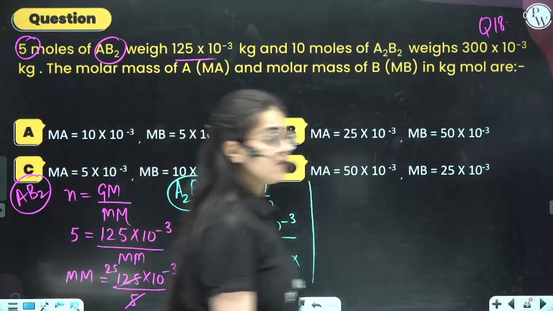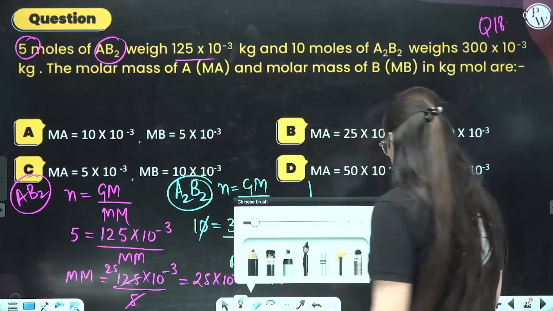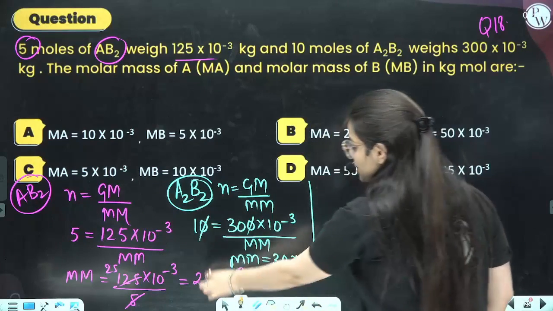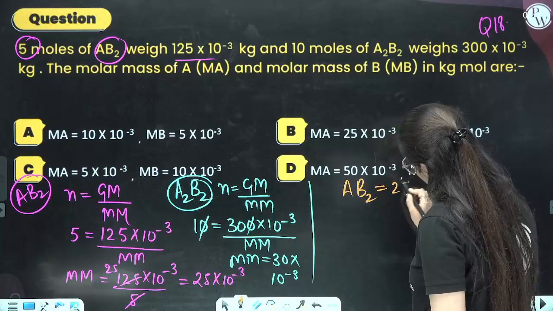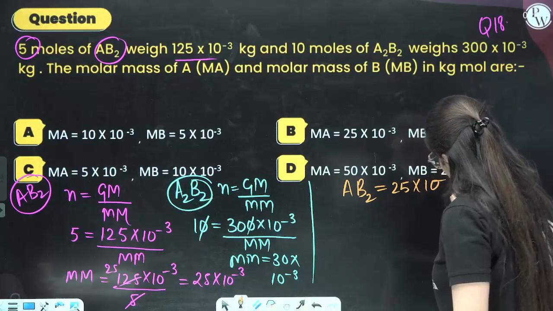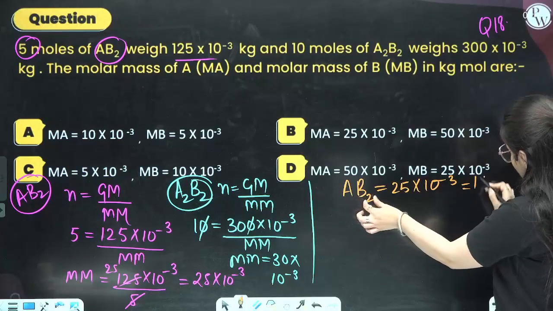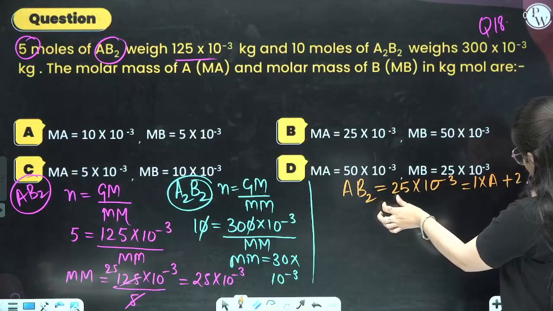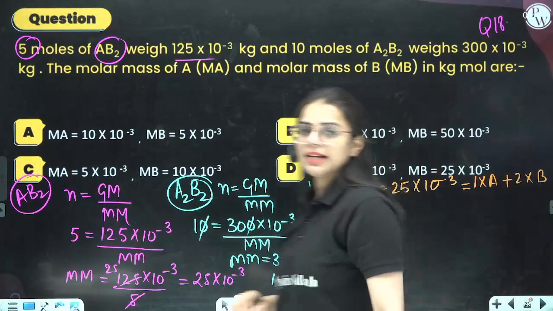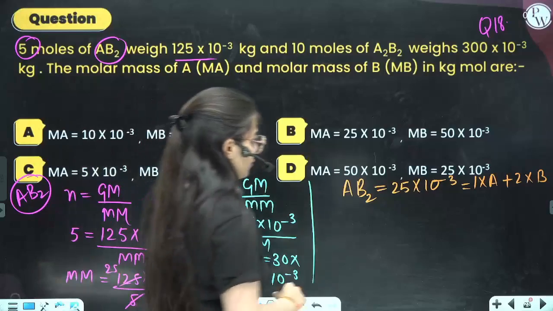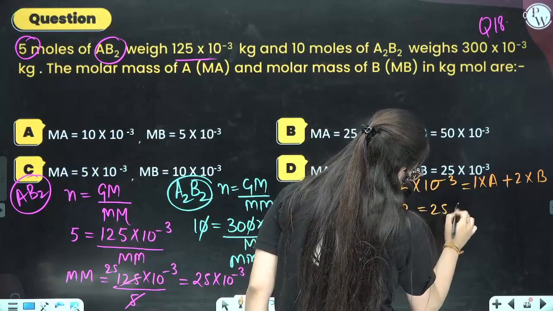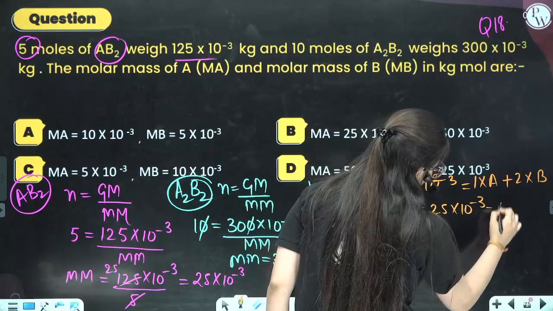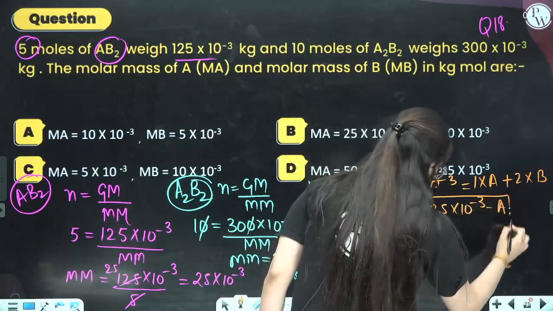Now see students, a new concept that you should know here. The molecular mass for AB2 comes out to be 25 into 10 raised to the power minus 3. Can we write it as 1 into A mass plus 2 into B mass? Yes. From here, can I calculate the value of 2B? 2B comes out to be 25 into 10 raised to the power minus 3 minus A. This is my new equation.